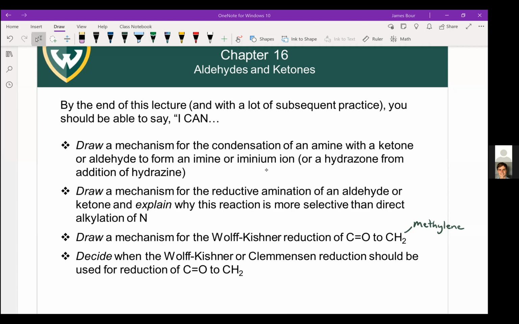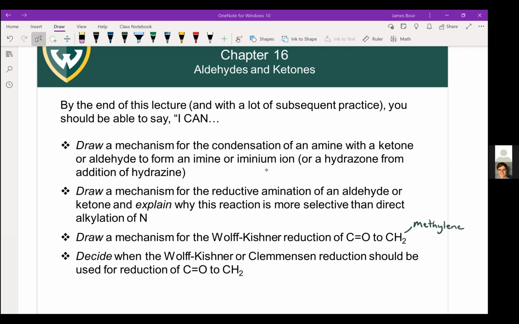with a ketone or aldehyde to form an imine or iminium ion. An iminium ion is a derivative of an imine that's positively charged. You should be able to draw a mechanism for the reductive amination of an aldehyde or ketone and explain why this reaction is more selective than direct alkylation of nitrogen atoms.